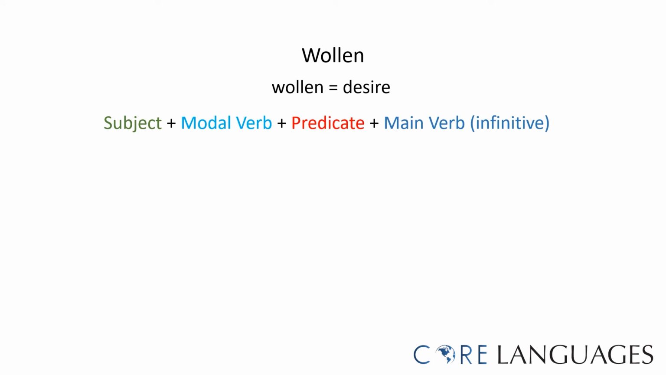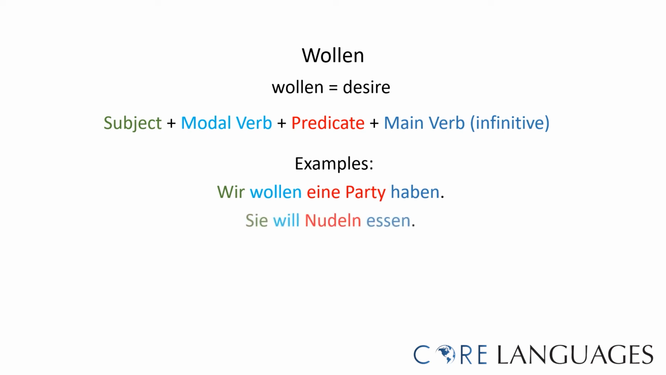Und hier sind Beispiele of sentences using wollen, to want, which is used to express desire. For example, wir wollen eine Party haben. We want to have a party. Sie will Nudeln essen. She wants to eat noodles.